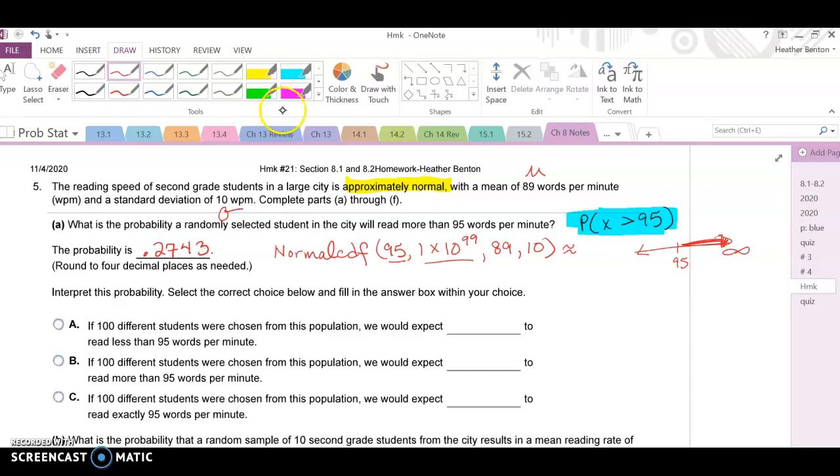So then when it comes to the interpretation, this one is less than 95, this one's more than 95, this one's exactly 95. So we want the one that is more than 95 because we were going for more than 95 here. So out of 100, to the nearest hundredth place, we would expect 27 out of 100.